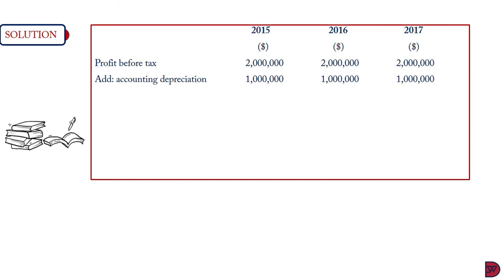So the asset had a useful life of 5 years. For 2015, it's going to be 1 over 5 times the 5 million, giving us 1 million. And because it's a straight line method, the 1 million will apply for all the years. So that will give us an operation profit for 2015 of 3 million, the same for 2016 and the same for 2017, because the profits were the same and the depreciation figures are also the same.